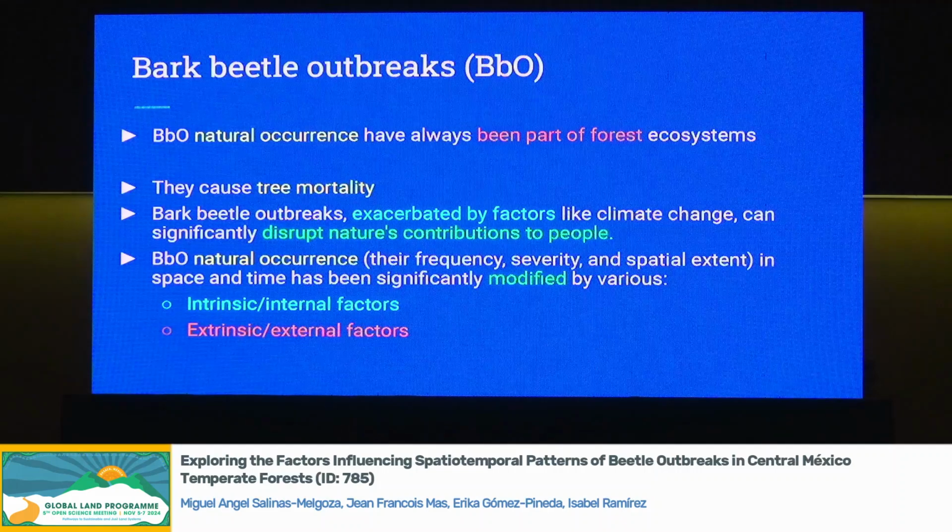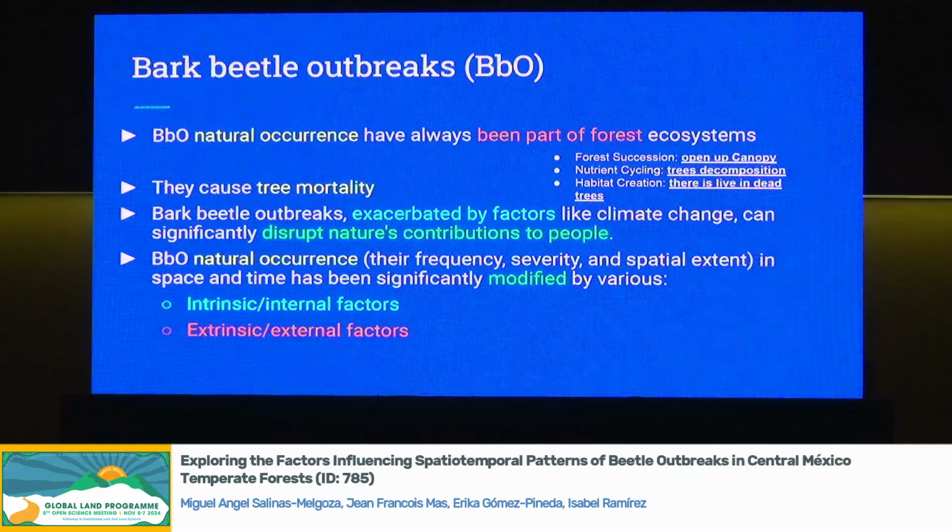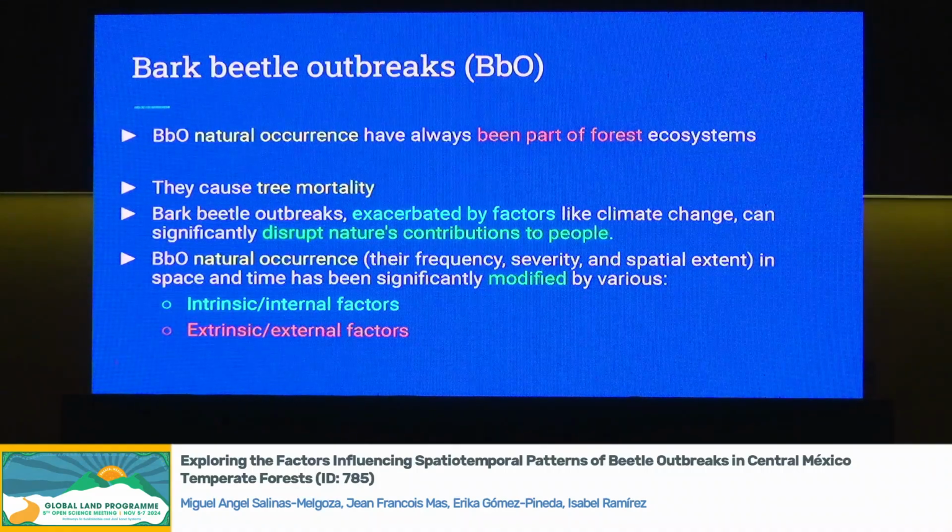But several factors have been changing that exacerbate mainly the frequency, severity, and spatial extension of these outbreaks. The factors that have been reported in the literature are massive, and mainly they can be grouped into intrinsic factors and external factors. I will talk about external factors, the ones that are more related to the environment.